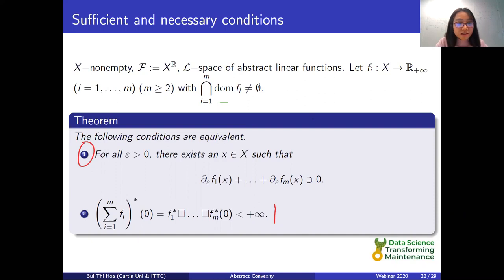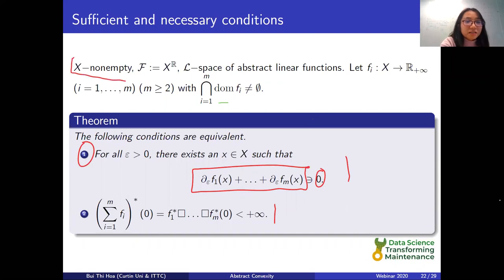What this condition is saying is that for any epsilon, there exists an x so that 0 will belong to this sum of subdifferentials. You may wonder whether x depends on epsilon or not. The answer is yes, x depends on epsilon. Keep in mind that at the moment we still have x here, which doesn't need any topology or vector structure.